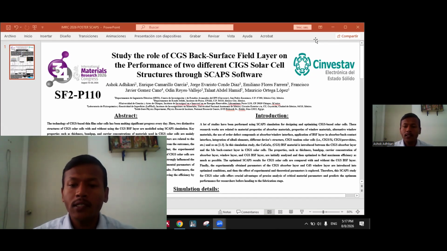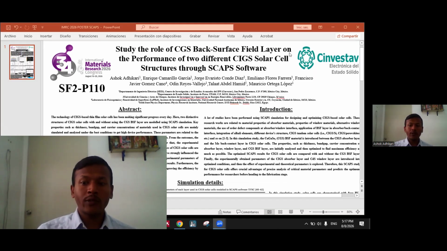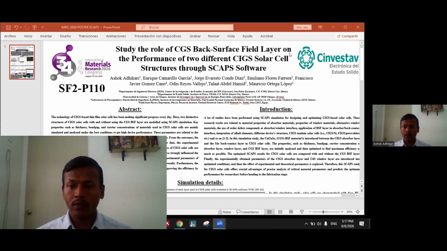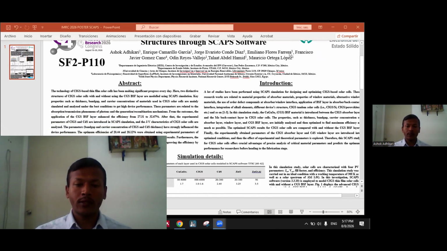The optimized SCAPS results for CIGS solar cells are compared with and without the CGS-BSF layer. Finally, the experimentally obtained parameters are introduced to observe what will be the difference between theoretical parameters and experimental parameters. Therefore, the SCAPS study for CIGS solar cells offers crucial advantages of precise analysis of critical material parameters and predicts the optimum performance of the structures before heading to the production stage.